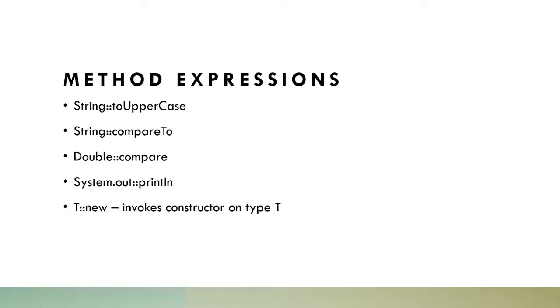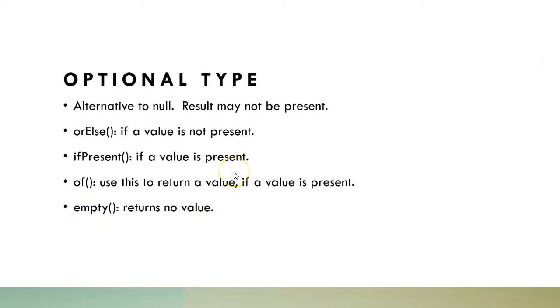Now we know lambdas work well with the stream. There are also some method types that will give us a shortcut that we can just throw in where we would put our lambda. So string to uppercase, uppercase is everything. String compare to, compare strings, double compare, system out print line, and then t new will create a new object of something. Optional type. This is something we use with streams a lot as well.